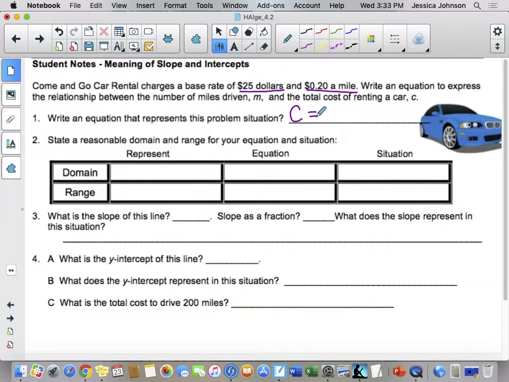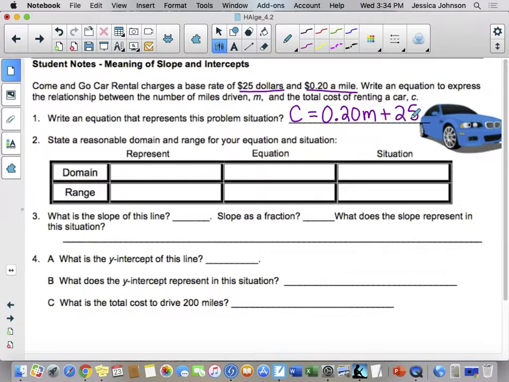What makes up our total cost? Well, 20 cents a mile, that's our rate. 20 cents per every mile, so that's going to get multiplied by however many miles we drive. And our base rate, or our one-time fee, is $25. It's an additional $25, so I'm going to add it to my equation.